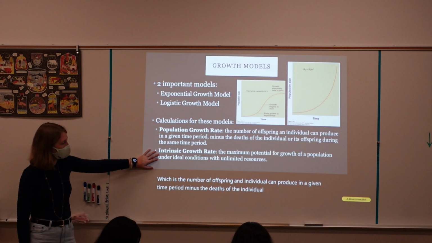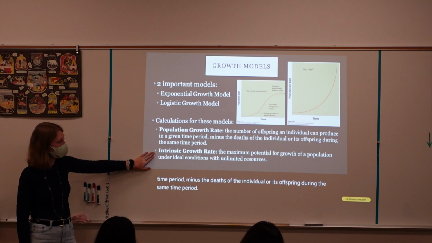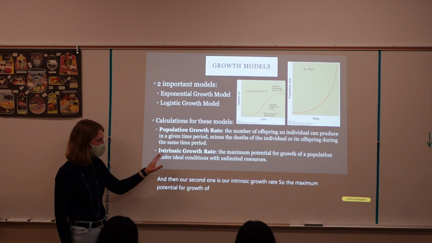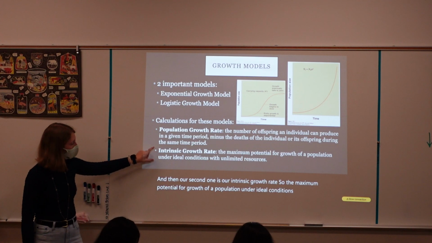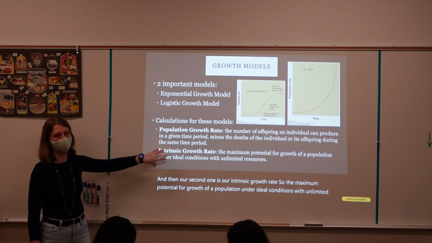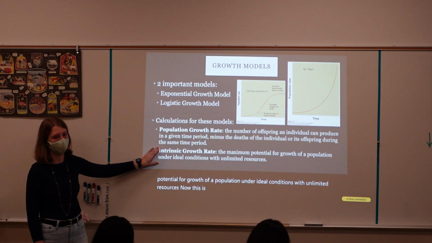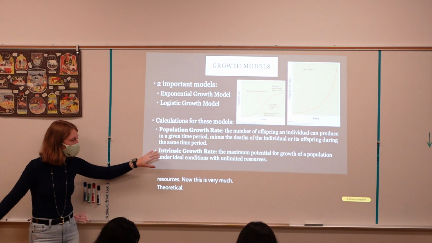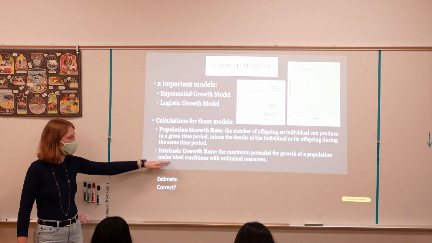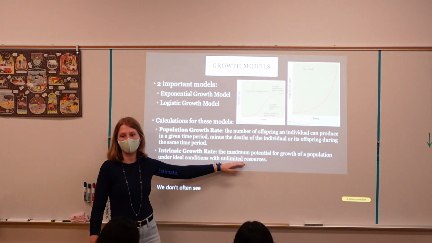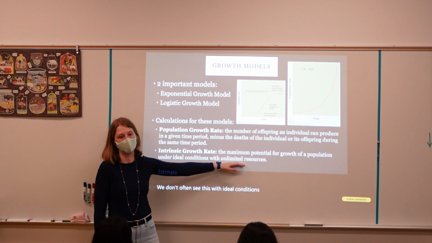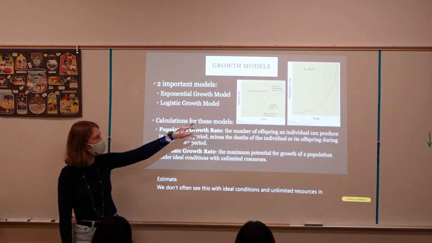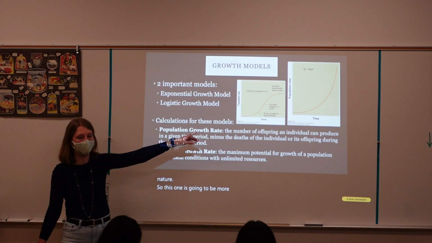And then our second one is our intrinsic growth rate, so the maximum potential for growth of a population under ideal conditions with unlimited resources. Now this is very much theoretical, or an estimate of that. Okay? You don't often see this with ideal conditions and unlimited resources in nature. Okay? So this one is going to be more tightly connected to your exponential graph.